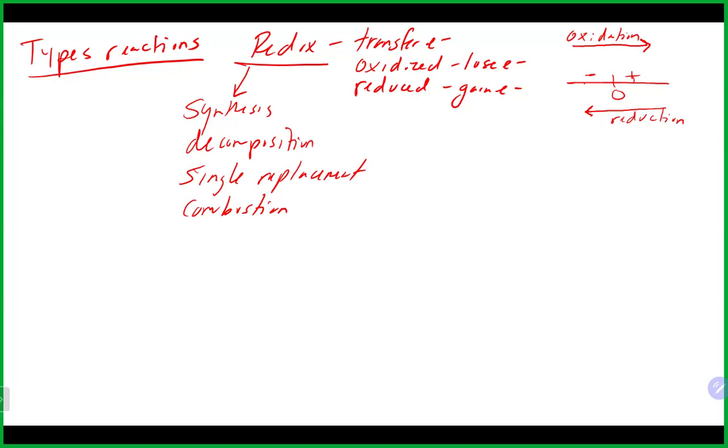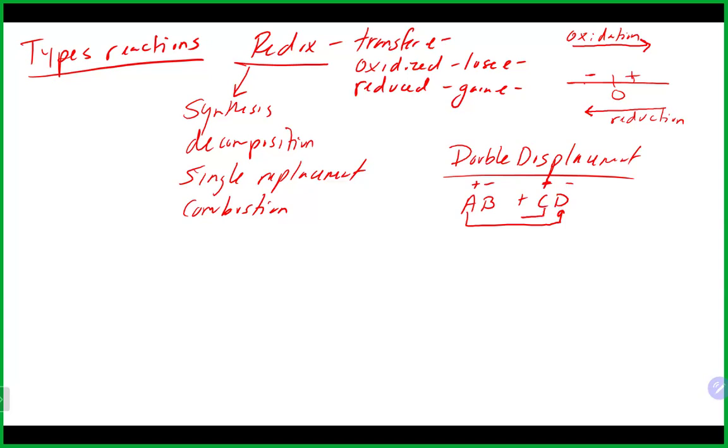Now, the other big classification of reactions are double displacement reactions. And always in a double displacement reaction, you have two ionic compounds. And again, that's how you know it's a double displacement thing happening. And always in this situation, the two positive ions will basically switch partners. And on the other side, we get two new ionic compounds.